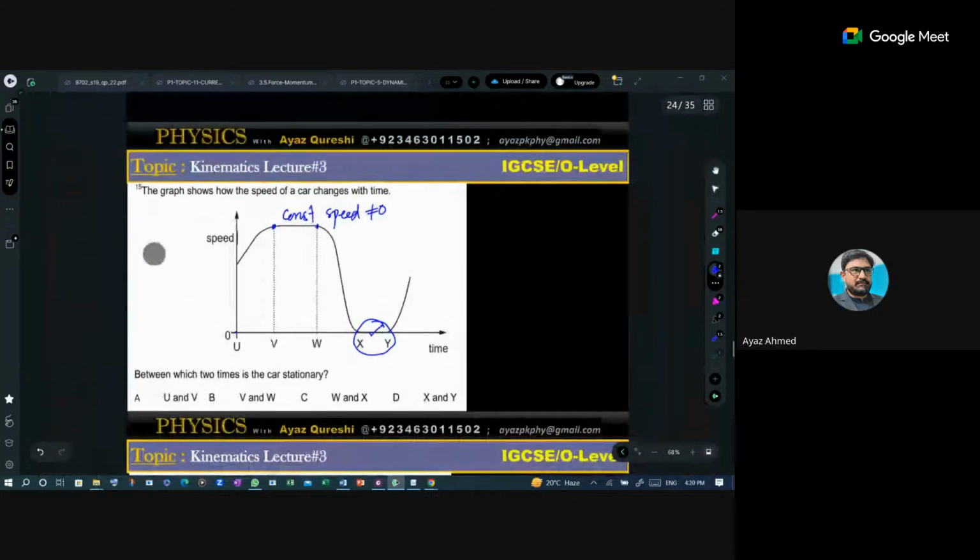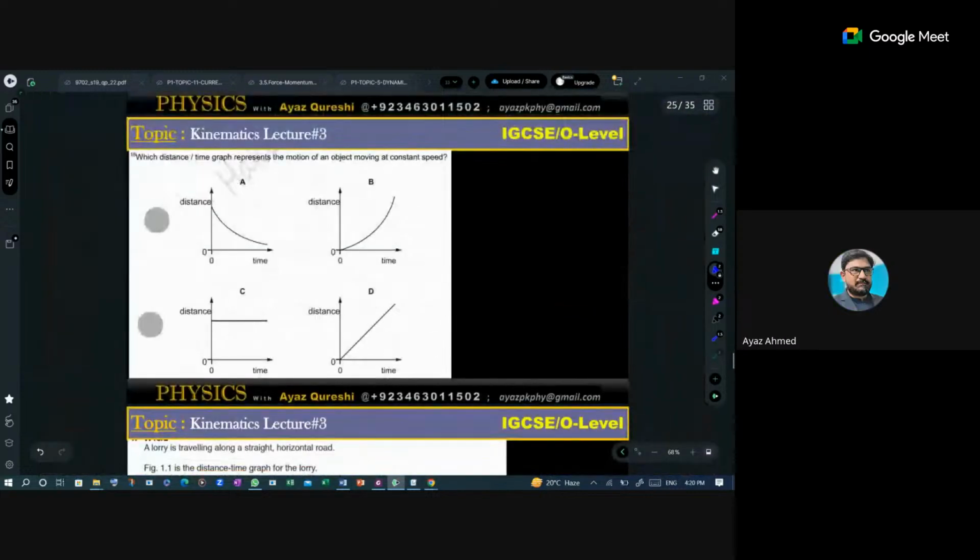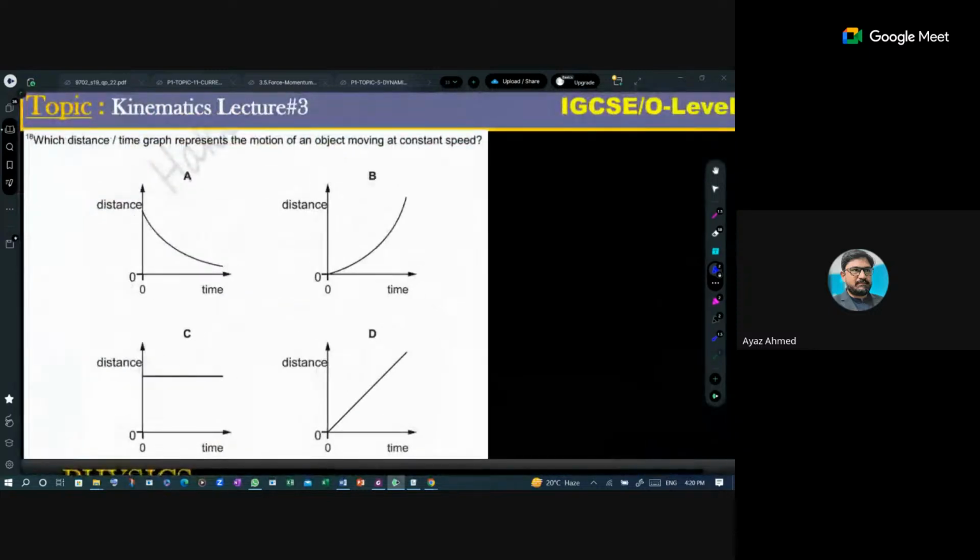Okay. The next one is this one. Which distance time graph represents the motion of the object moving at constant speed? Remember this thing: the game is you have to find out the constant speed. D. Yeah, D.